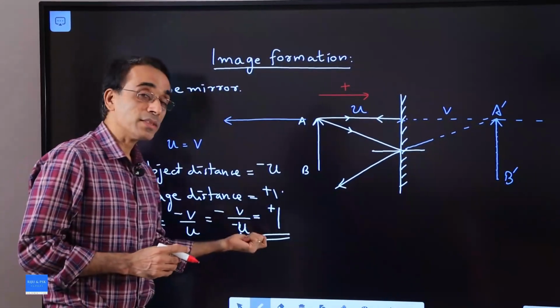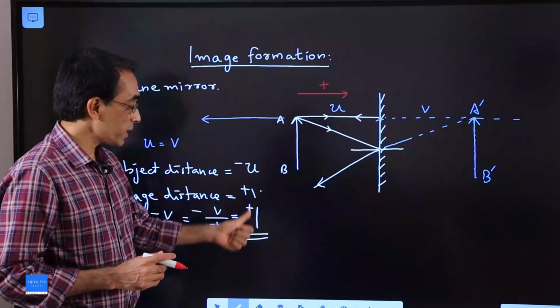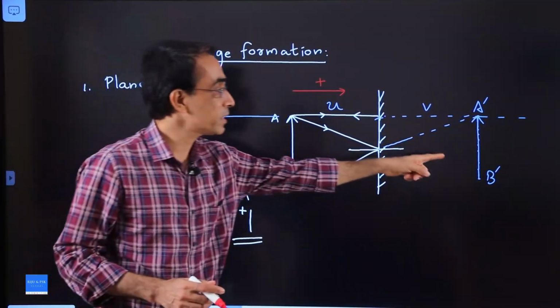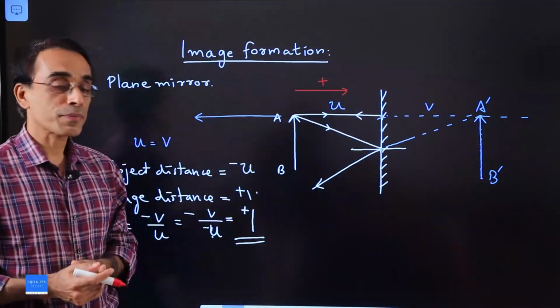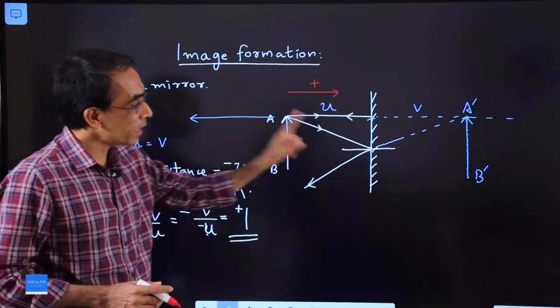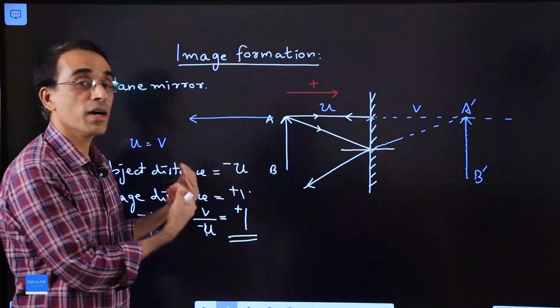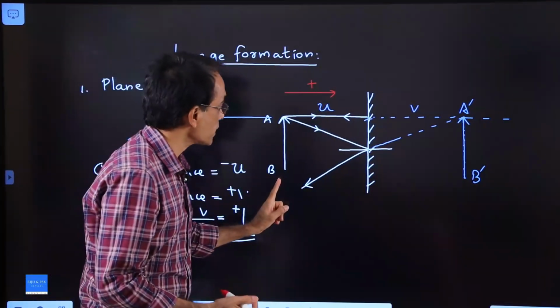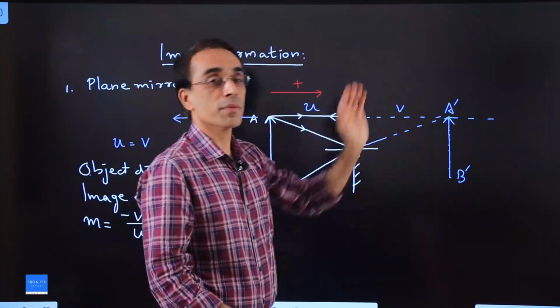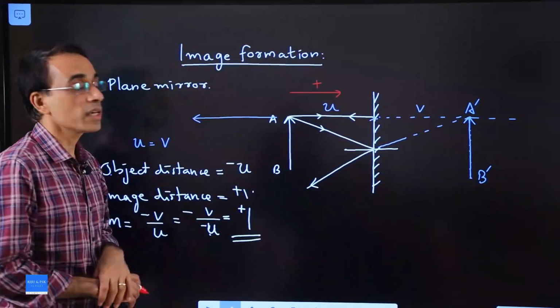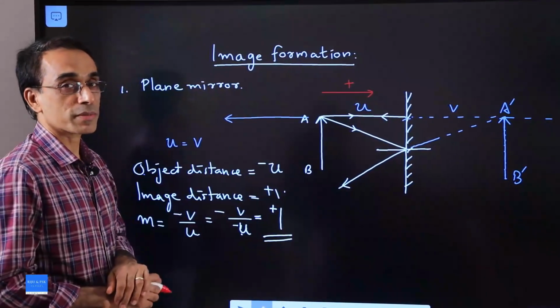What is the meaning of plus 1? Magnification 1 means the size of the image and the size of object are equal, and plus means the image is not inverted, image is erect with respect to the object. See, object is upright, image is also upright. So this is basically image formation in a plane mirror.